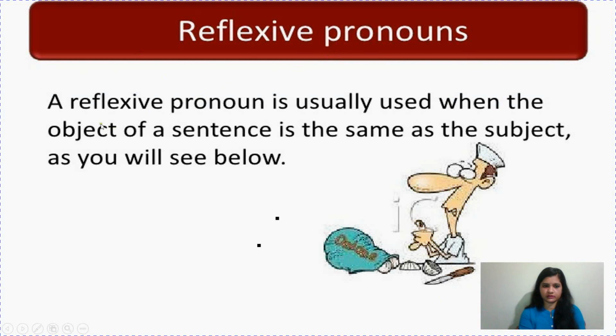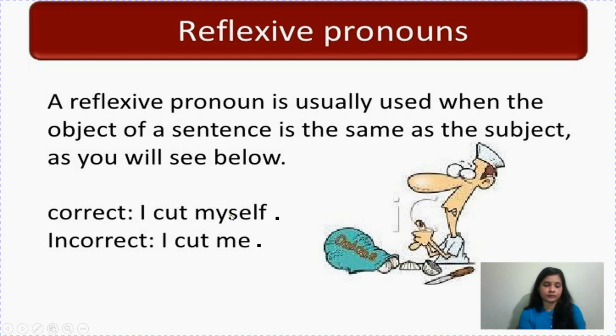Reflexive pronouns, children. A reflexive pronoun is usually used when the object of a sentence is the same as the subject, as you will see below. Children, you already have learned subject and predicate, so you know what a subject is. Subject means whom we are talking about. So let's see.